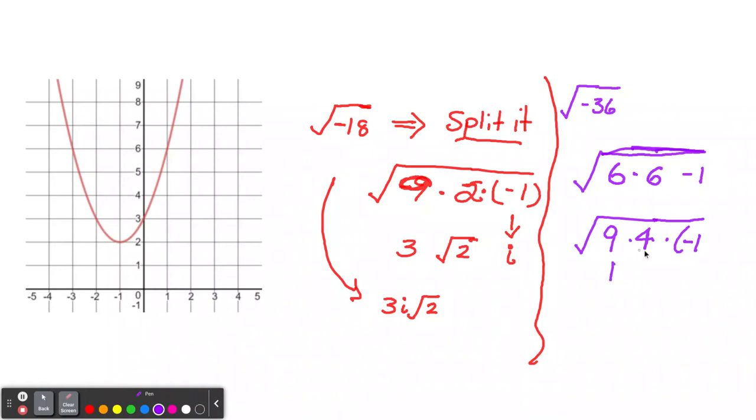Square root of 9 times 4 is 36. So the square root of 9 is 3, the square root of 4 is 2, and the square root of negative 1 is i. So this would be 6i. So remember, always try to get something with a perfect square. That's why we didn't use the 6 times 6 one. We used this one. 9 times 4 is 36, and negative 1 gave us negative 36. All right, let's clear that out.